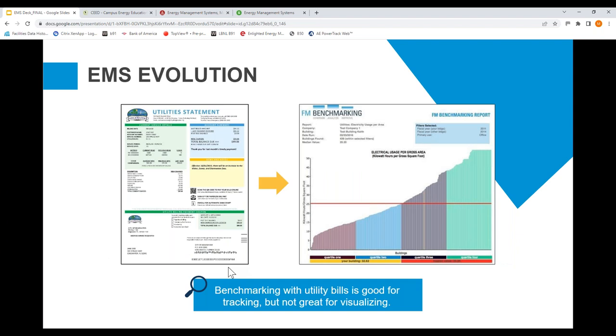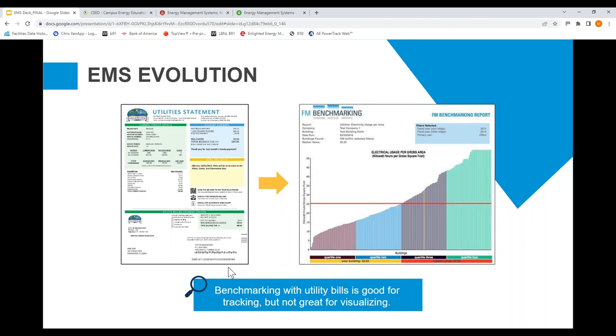Okay, so as I mentioned, starting off with utility bills, maybe entering them into a spreadsheet. But when companies started to pay attention to this, probably the first question they would ask is, am I efficient? Or how good is my building?